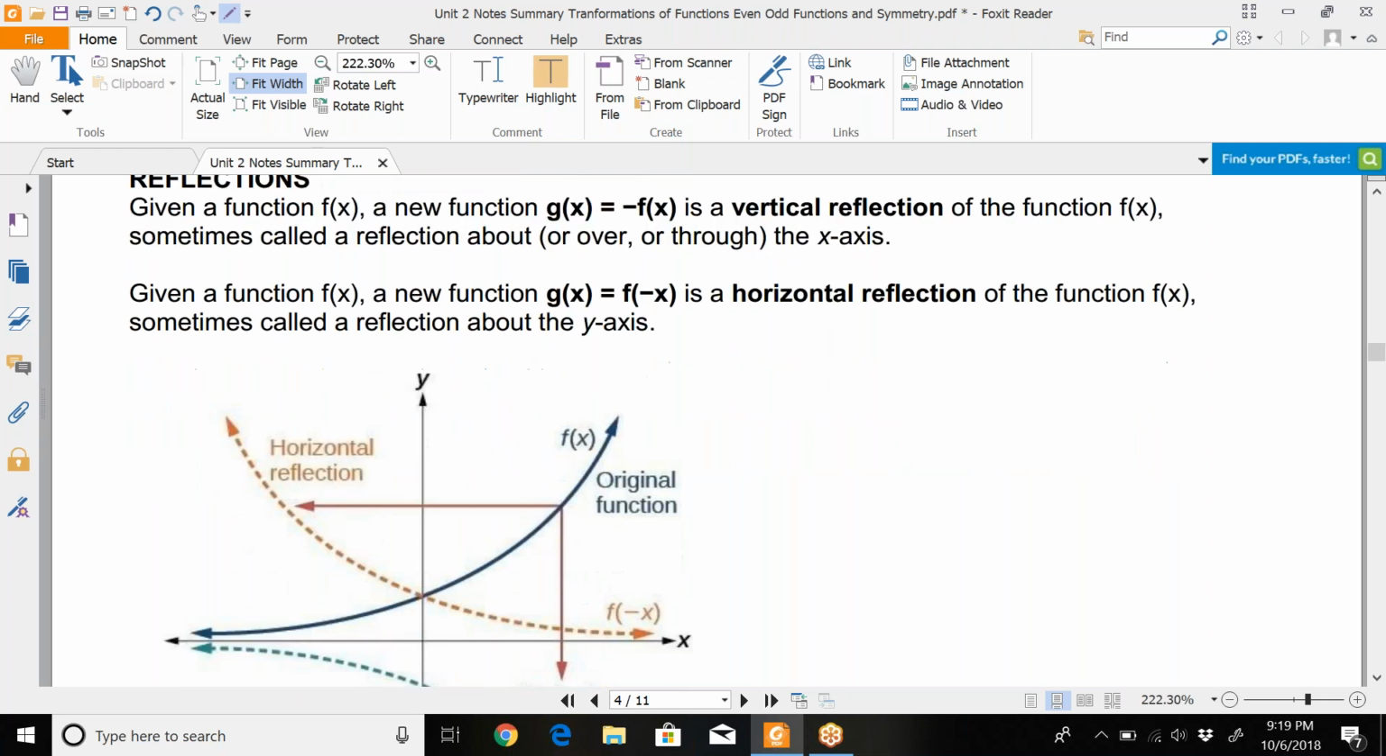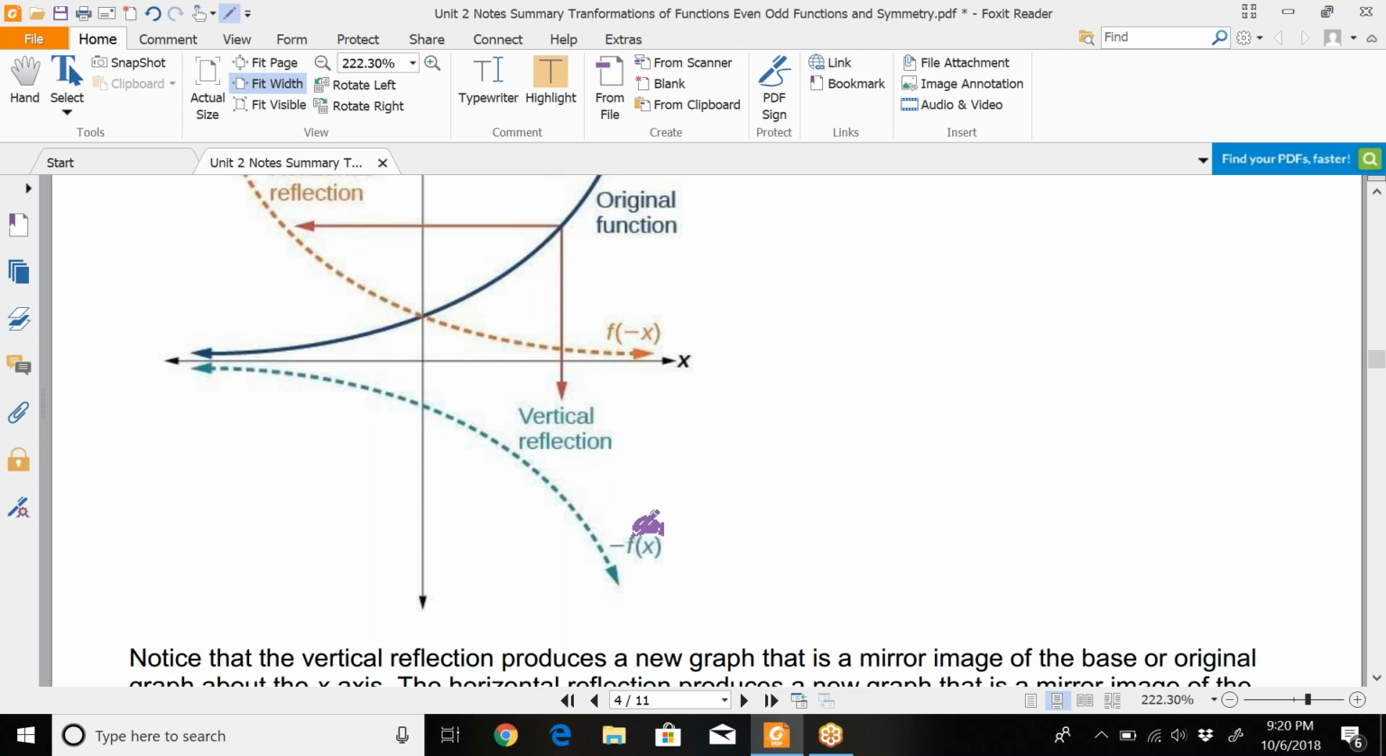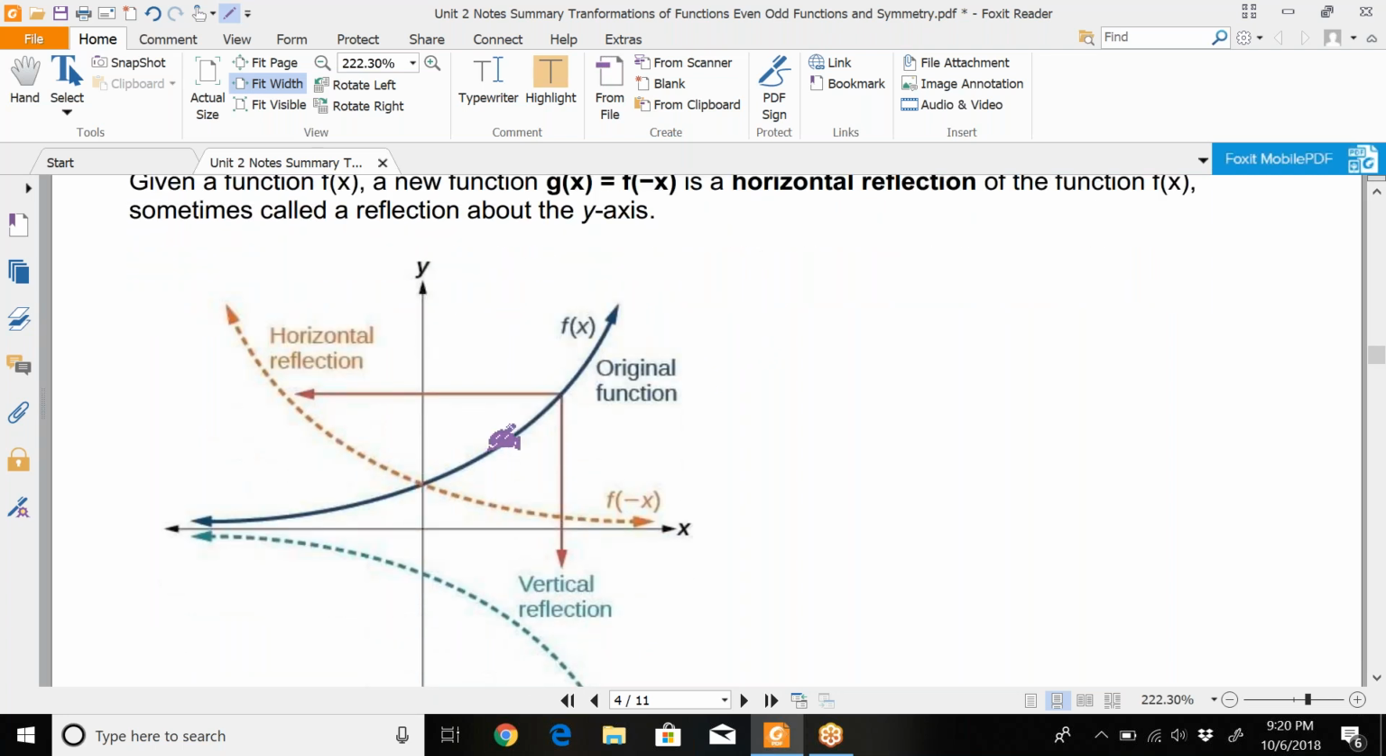So notice I've got a picture down here. The original function is this dark blue one. A vertical reflection down here is when the negative is outside of the function. So notice it flips it upside down over the x-axis. If for some reason the negative is inside the function, in other words, inside with the x in front of it, then it's going to be a horizontal reflection. It reflects around the y-axis, because if you change your x sign, you're changing from being a positive x to being a negative x over here. So notice it flips it this direction.